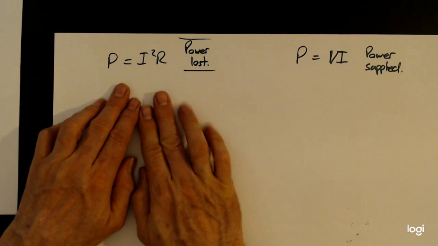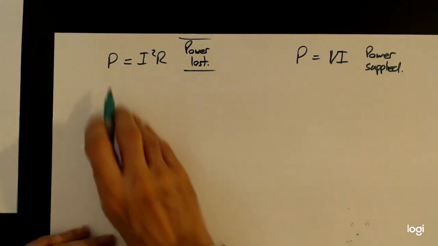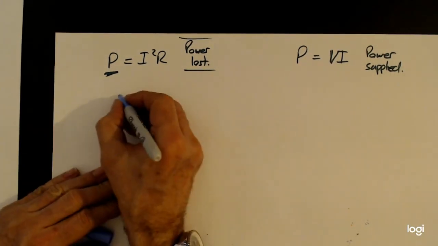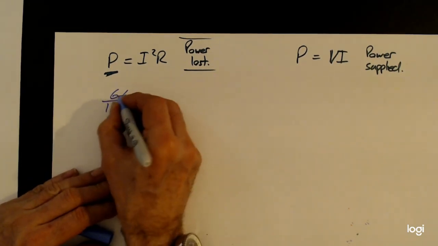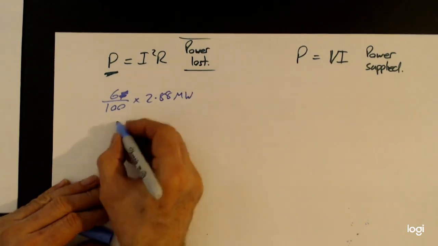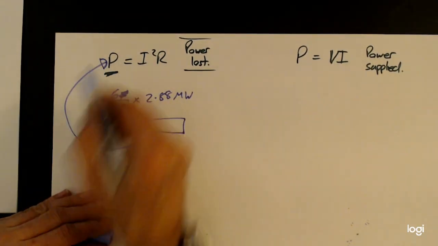Right, let's see what we have to find. They want to keep this power loss to a maximum of 6% of the power produced by the generator. Well, we know how much power was produced by the generator. It was 2.88 megawatts. So first thing we're going to do is find out what 6% of 2.88 megawatts is. So we're going to figure that out. And that is the P.